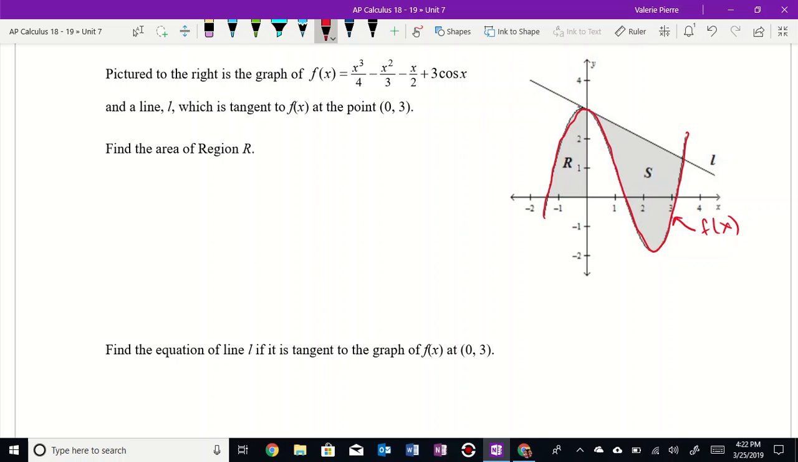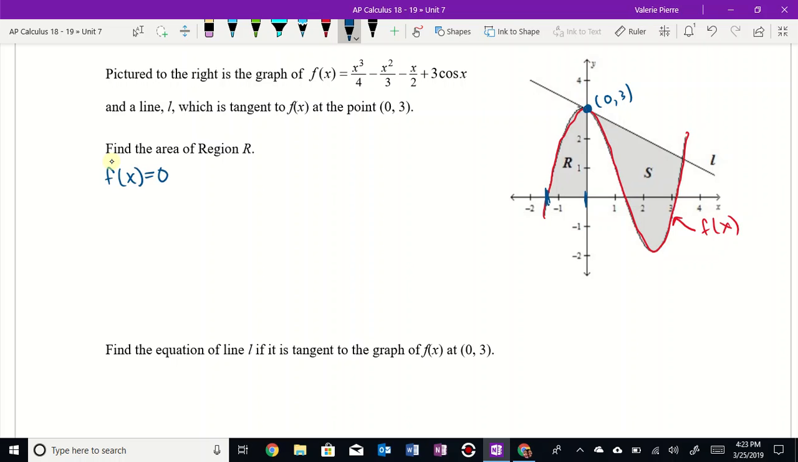And the line L, which is tangent to f of x at the point 0, 3. So this point 0, 3, and the line L is tangent to that point. So first thing we want to do is find the area of the region R. In order to find the area of the region R, we need to know the limits of our integration. So we need to know when this function f of x touches the x-axis. So when does f of x equal 0?